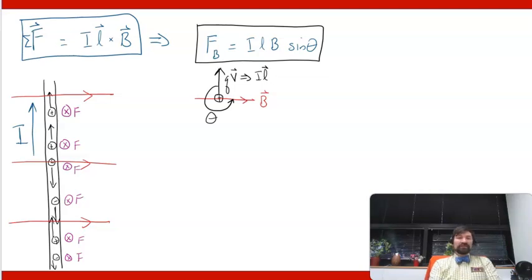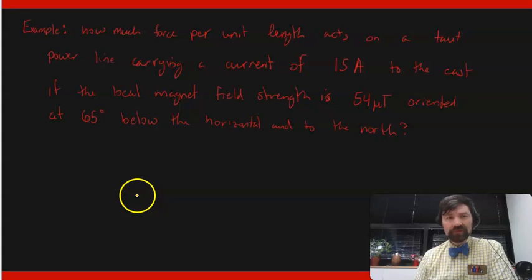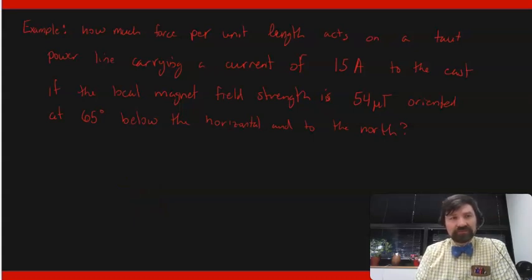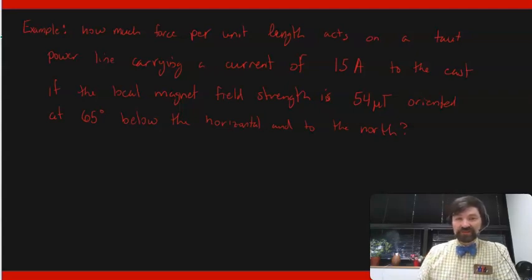We basically have time now to maybe do a quick example. All right, here's a basic example. We have a power line carrying, or a wire really, carrying 15 amps of current to the east in a location where the magnetic field strength is 54 microtesla. That's 0.54 Gauss for what it's worth. Oriented at 65 degrees below the horizontal and to the north.